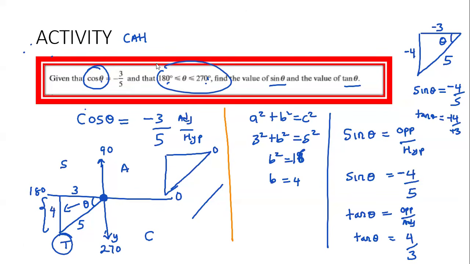Sir, I thought that the tan is the opposite over adjacent. Yes, that's what we have here. The opposite is a -4, but I'm seeing a +4. No, yes. Tan is -4 divided by adjacent, which is -3. So negative divided by negative is positive, which is 4 out of 3. Okay, thank you, sir.